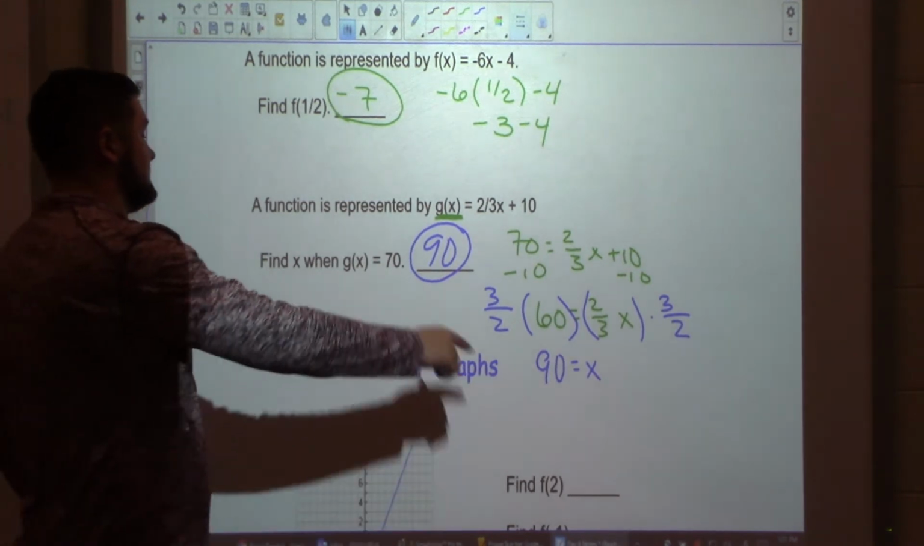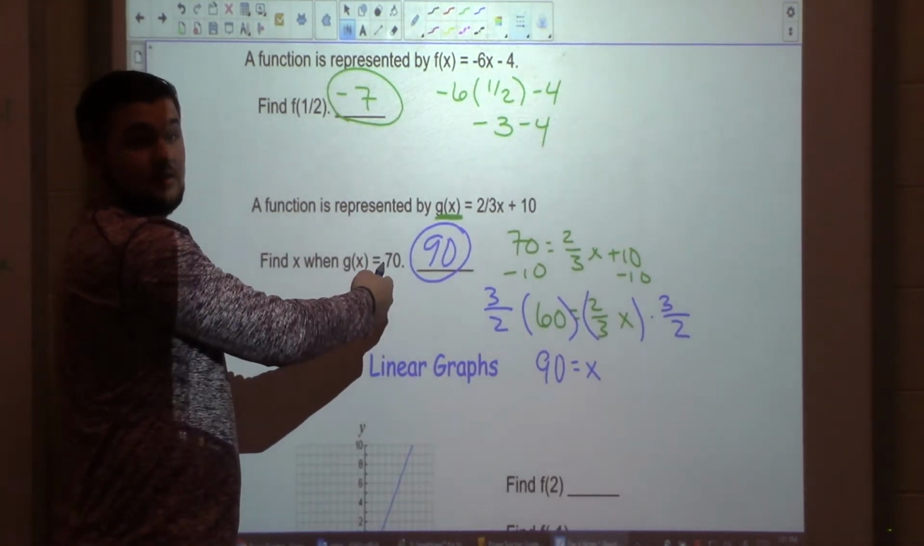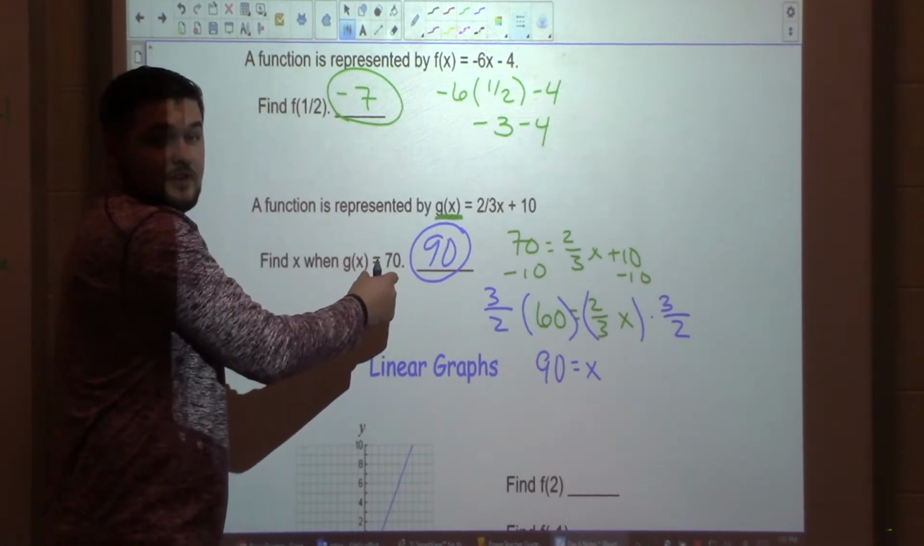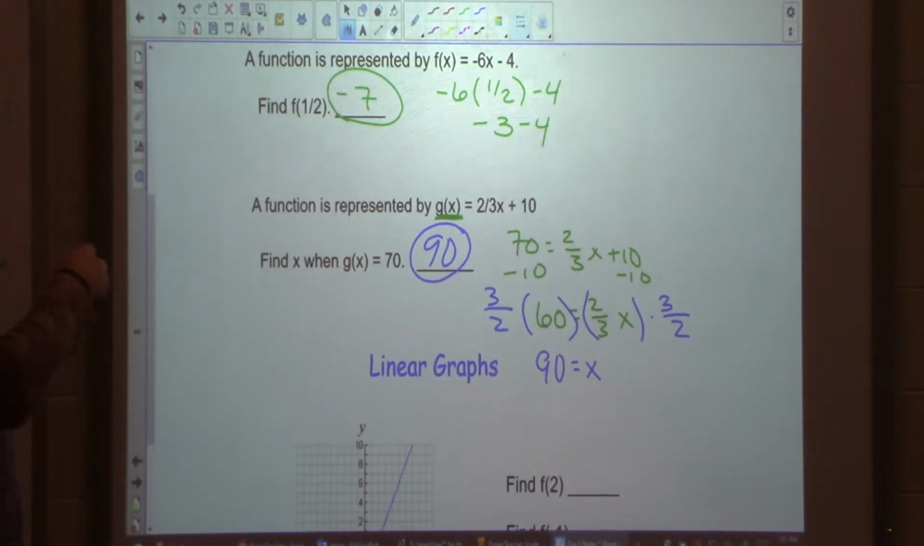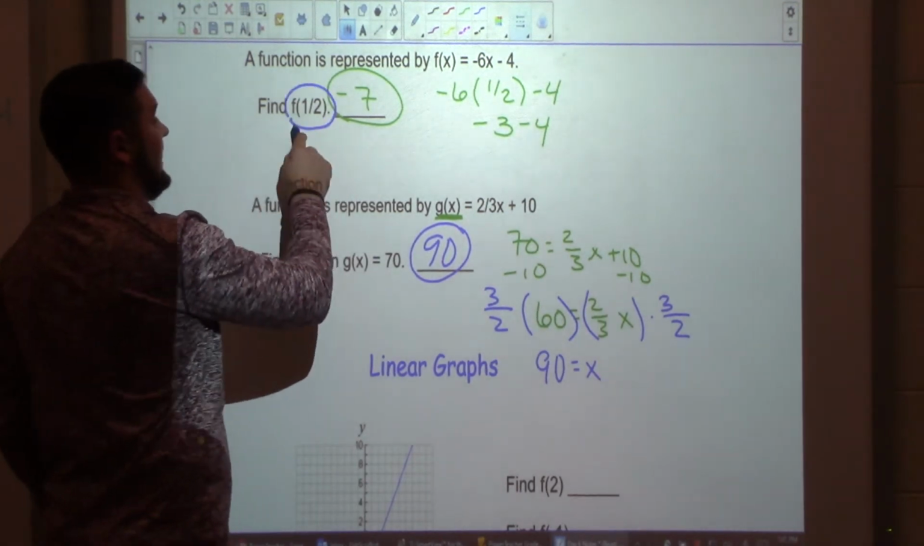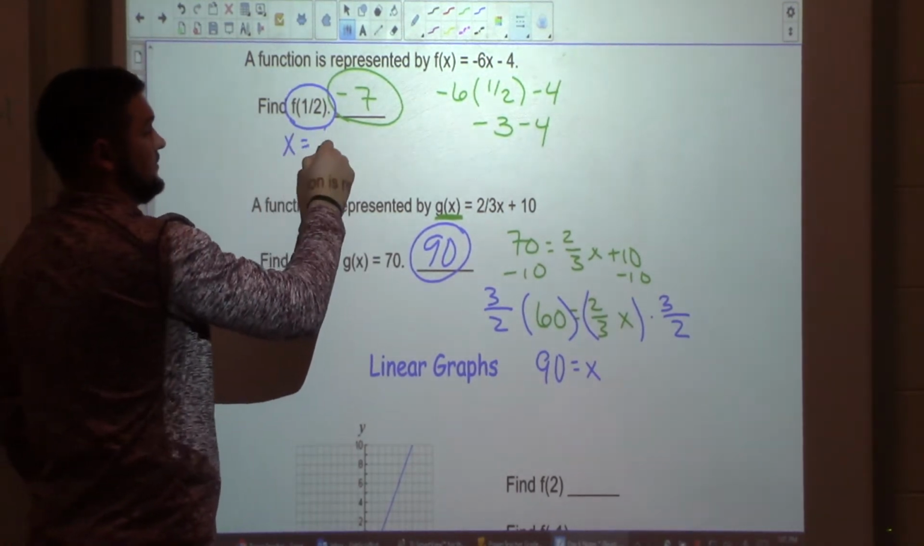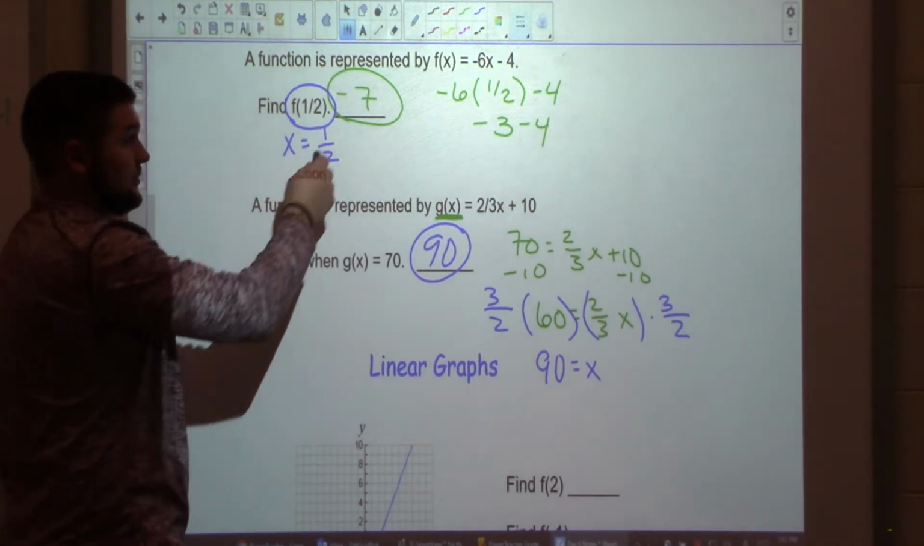Because that would be saying that x equals 70. We want to know when our function equals 70. So this is telling me f of 1/2. That's telling me x equals 1/2. Okay, I'm plugging that in.